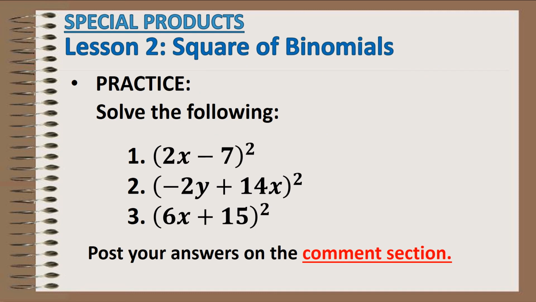Solve the following square of binomials. We have the quantity of 2x minus 7 closed quantity squared, the quantity of negative 2y plus 14x closed quantity squared, the quantity of 6x plus 15 closed quantity squared, and post your answers on the comment section.